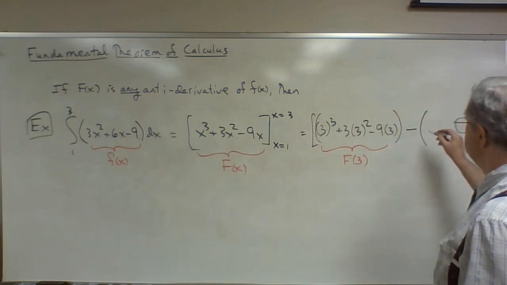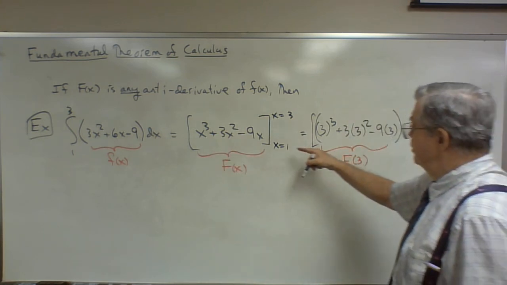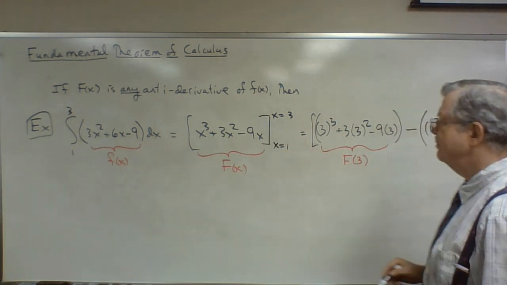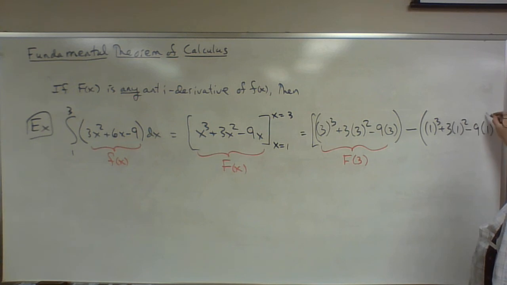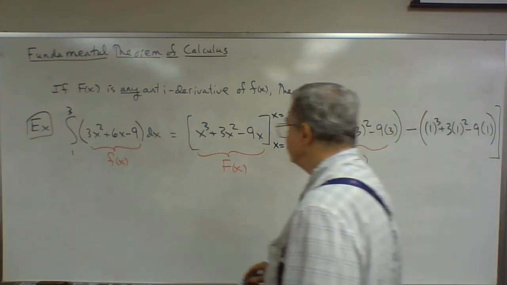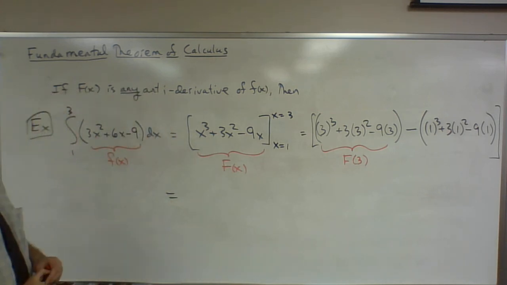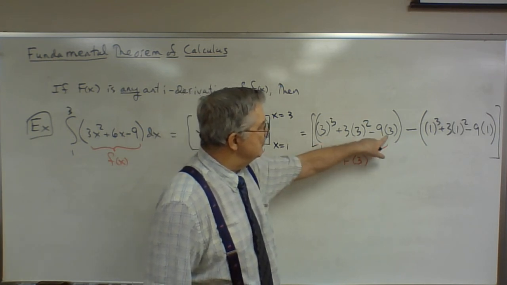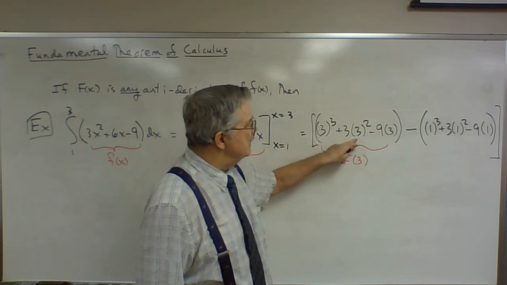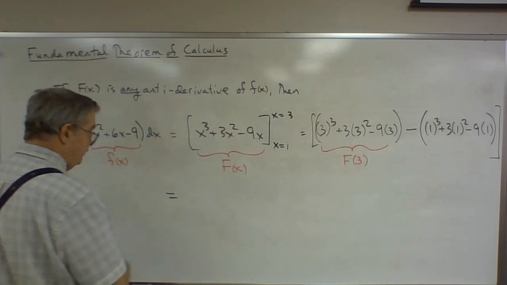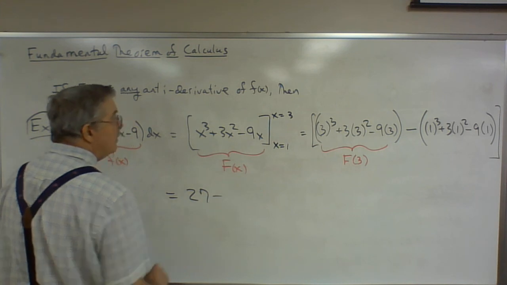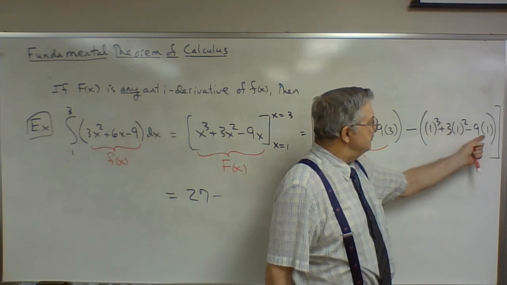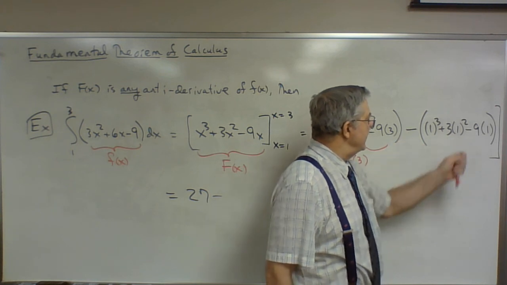Plug in 1, we get 1 cubed. Plug in 1, we get 3 times 1 squared. Plug in 1, we get minus 9 times 1. And this is 27. This is 27. That's minus 27. So we have 27 plus 27 minus 27 is just 27. Minus this mess. 1 plus 3 is 4. Minus 9 is negative 5. So we have minus a negative 5.